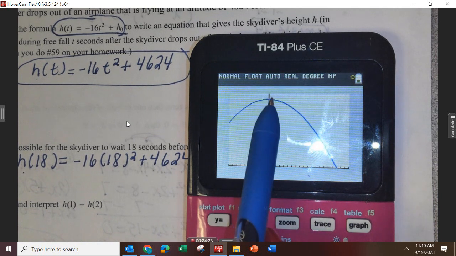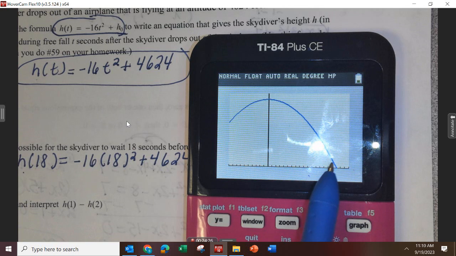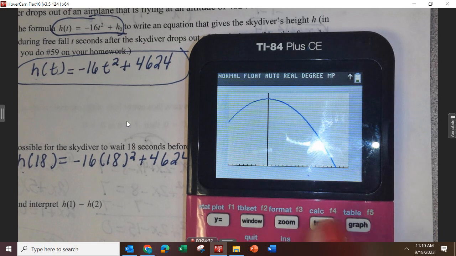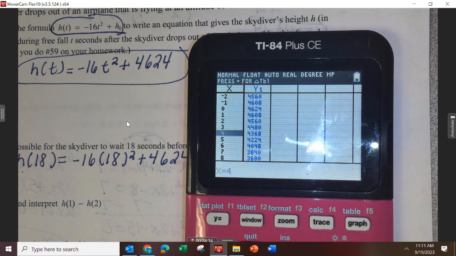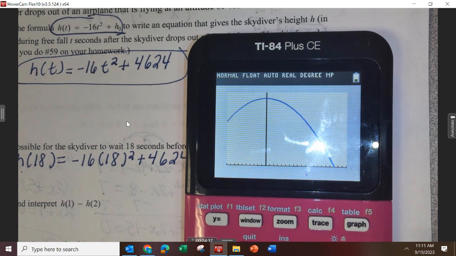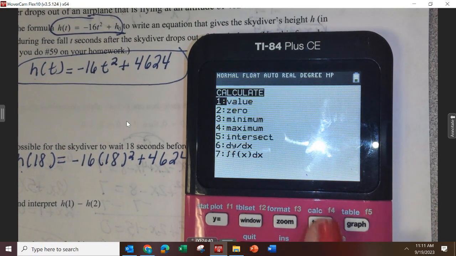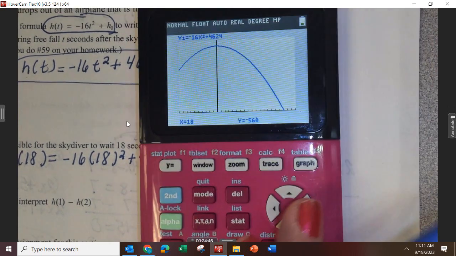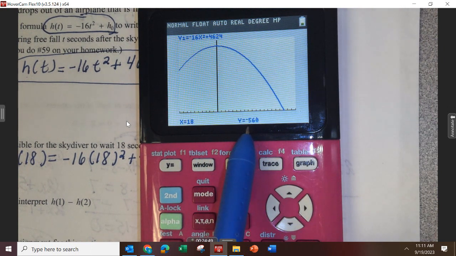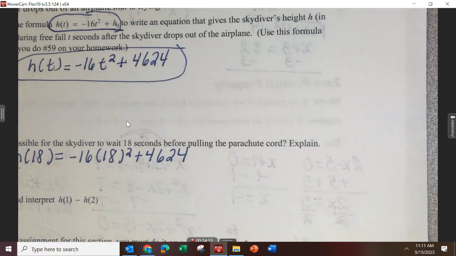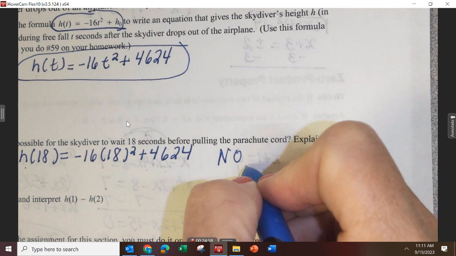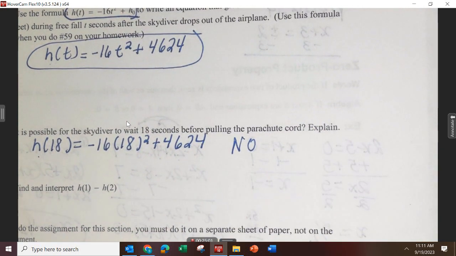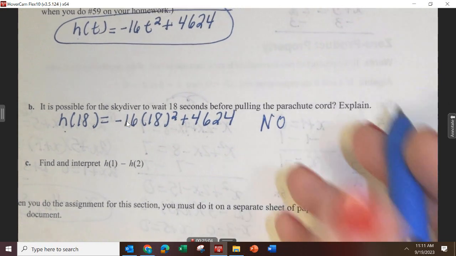So here's where he starts. This is going to be his height at any given time. Where can I go to just quickly see 18? Table, there's a place I can go. I don't feel like scrolling. I'm going to do this instead. I'm going to do second trace, calculate a value when x is 18. There's his height. Is that going to be okay? What does that mean? Where's he going to be? Below the ground, yeah. So obviously not. No, definitely not. Yeah, he's going to be under the ground.